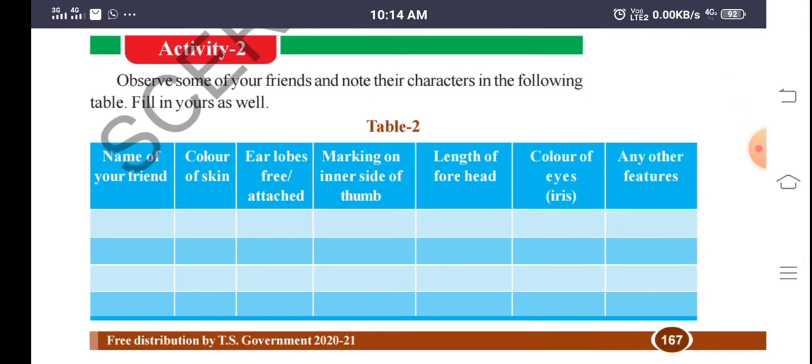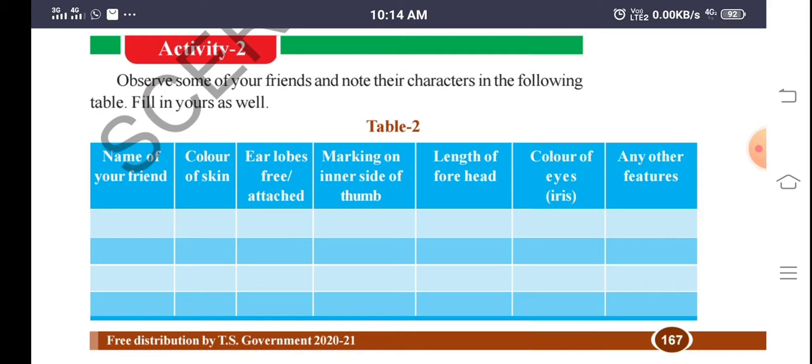Observe some of your friends and note their characteristics in the following table: name of your friend, color of skin, ear lobes free or attached, marking on inner side of thumb, length of forehead, color of eyes, any other features. When you take 3 to 4 members in your class, you have to compare their height, weight, color and hair lobes. So there will be a variation.